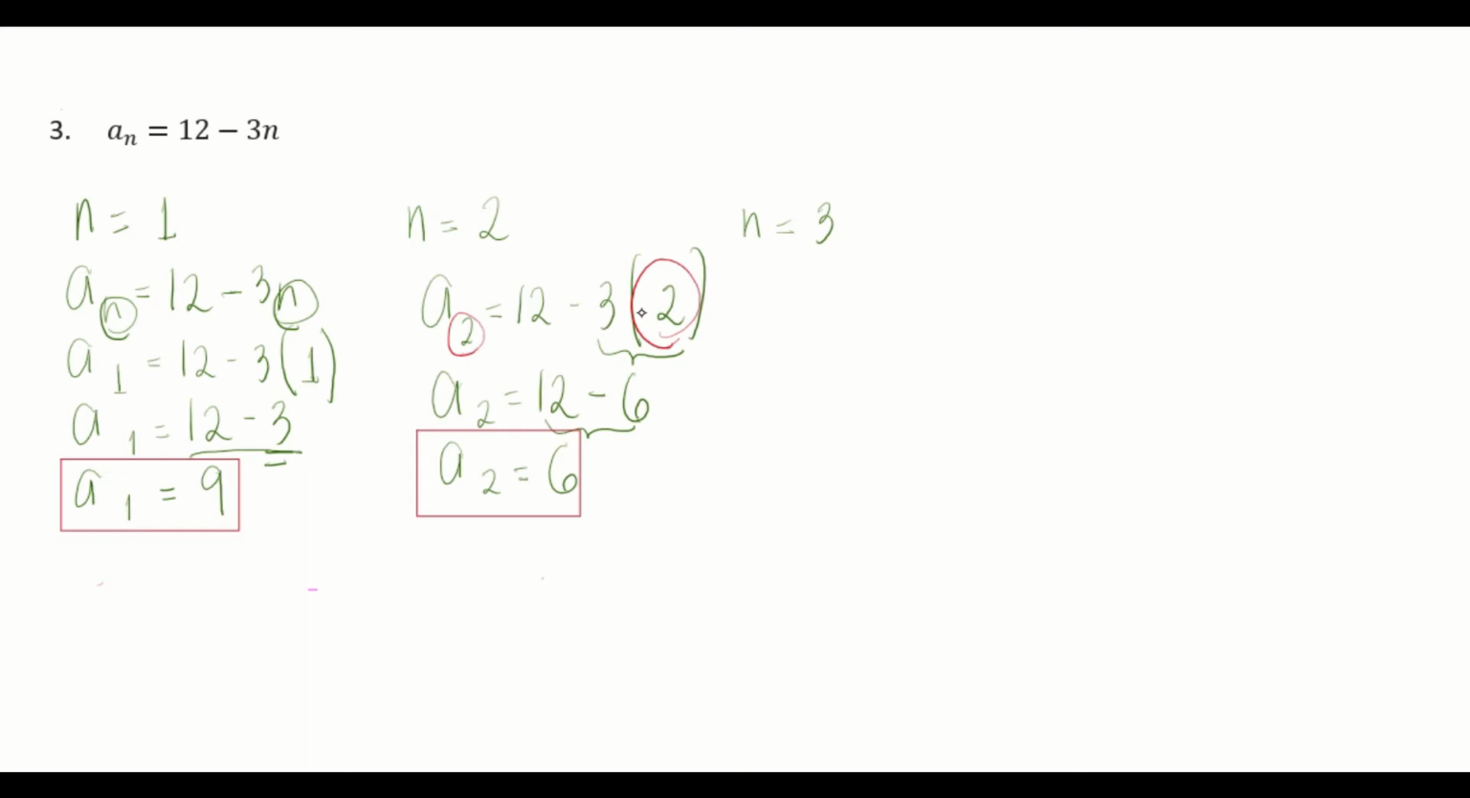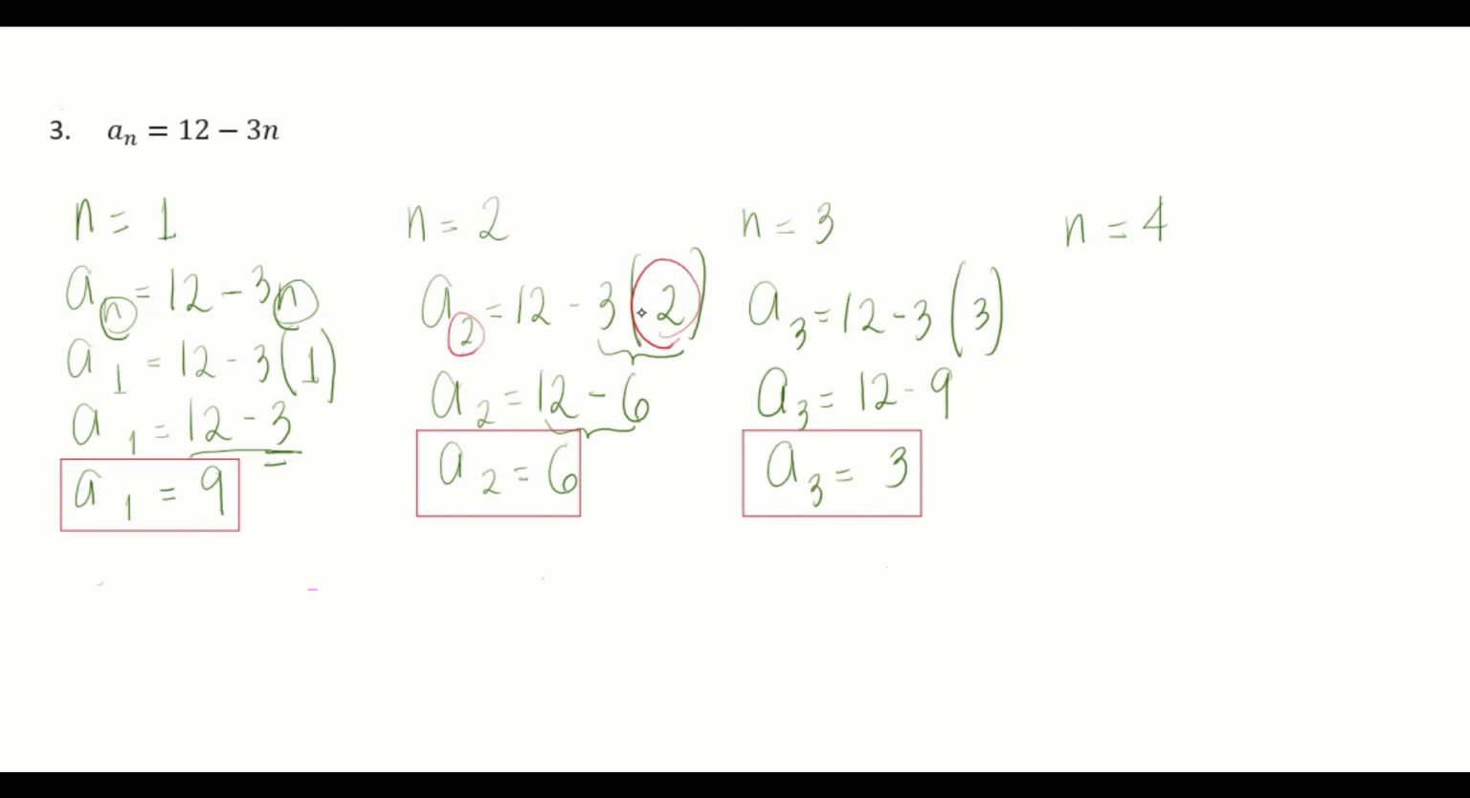Same thing for the third term. A sub 3 is equal to 12 minus 3 times 3. So a sub 3 is 12 minus 9. A sub 3 equals 3. Our third term is 3. For our fourth term, substitute 4 to our variable n. So this becomes a sub 4 equals 12 minus 3 times 4. So our a sub 4 is 12 minus 12. Therefore, our fourth term is 0.